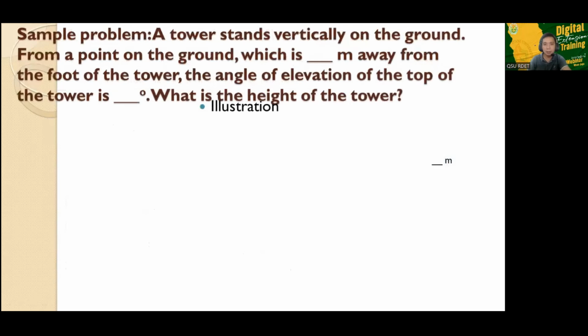This is on math. A tower stands vertically on the ground. From a point on the ground which is blank meters away from the foot of the tower, the angle of elevation of the top of the tower is blank degrees. What is the height of the tower?